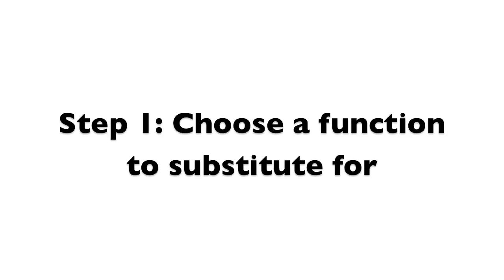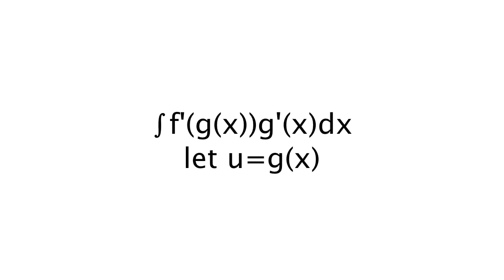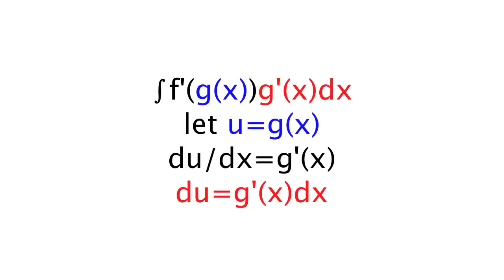The first step is to look at the integral and choose a function to substitute for. In this case, you would want to let u equal g of x because g of x is the inside function. And you see that the derivative of g of x, g prime of x, is on the outside. The second step is to find du. Derive u to get du over dx equal to g prime of x, and multiply dx on both sides to get du is equal to g prime of x dx.